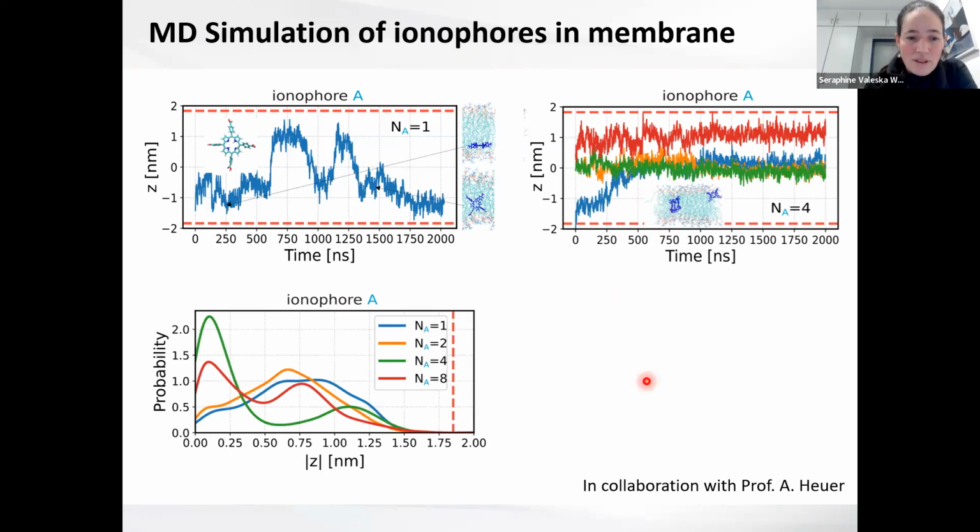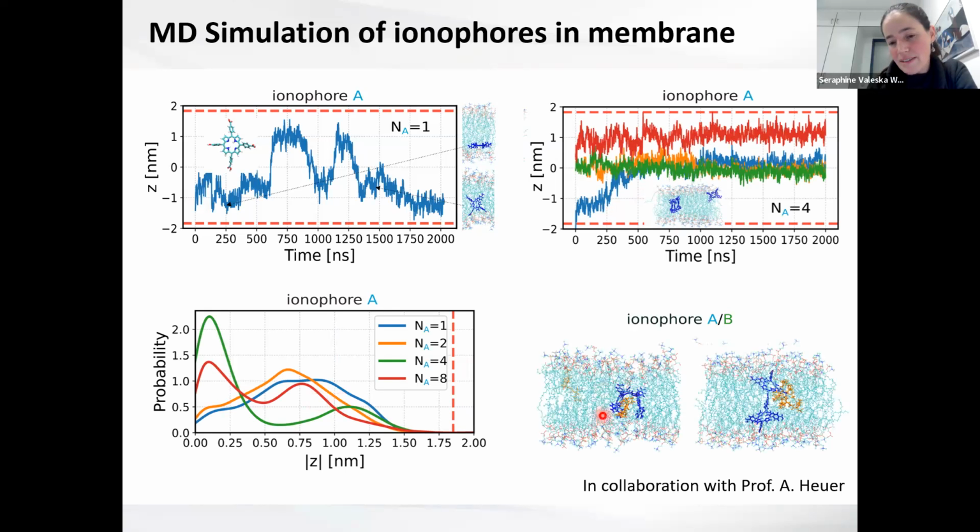And we can also see that this effect gets more and more important the higher the ionophore concentration is. This is also the case if we have different types of ionophores, they still seem to cluster within the membrane, and that leads to suppression of metal ion transport later on.